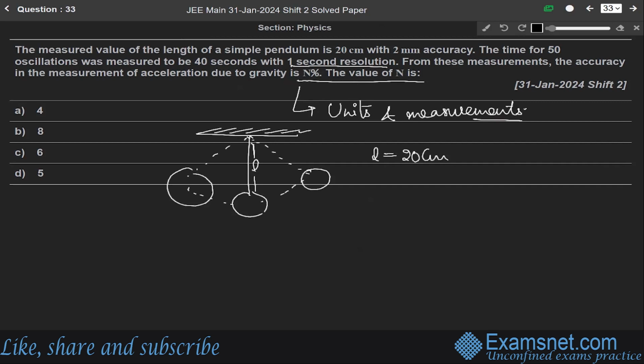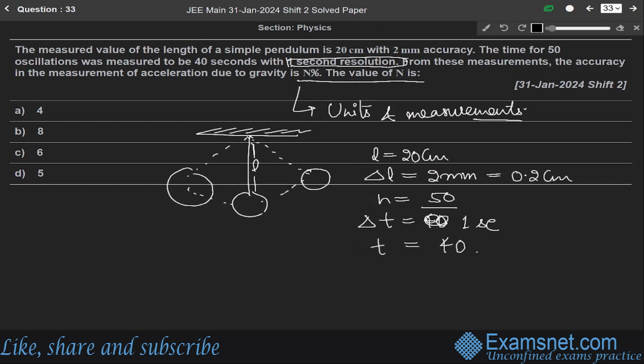2 mm accuracy means delta L is given as 2 mm, which means 0.2 centimeter. The number of oscillations is given as 50 and the time is 40 seconds. Delta T is given as 1 second resolution. So we have to find the percentage error in the measurement.